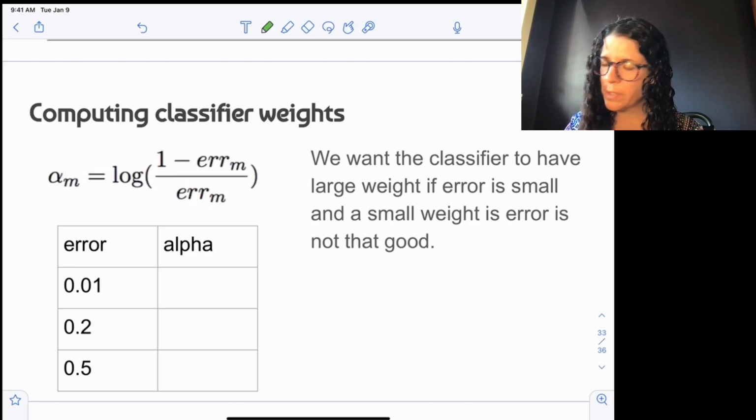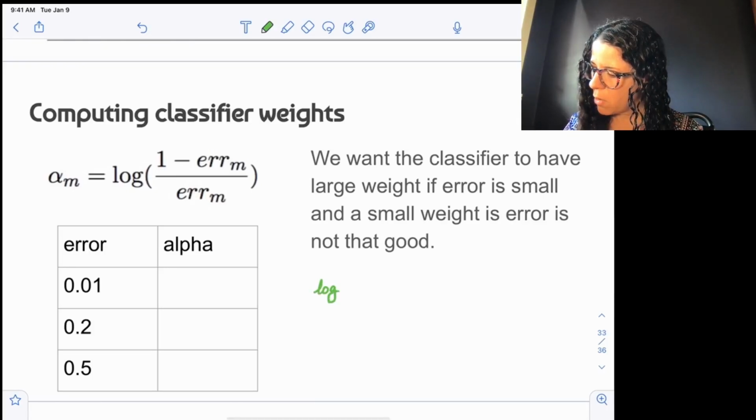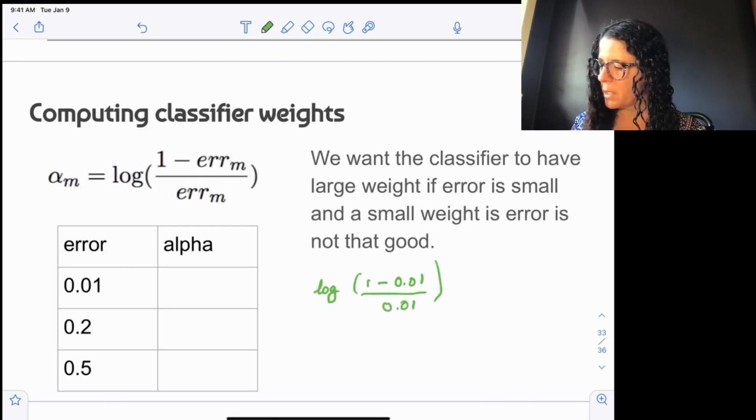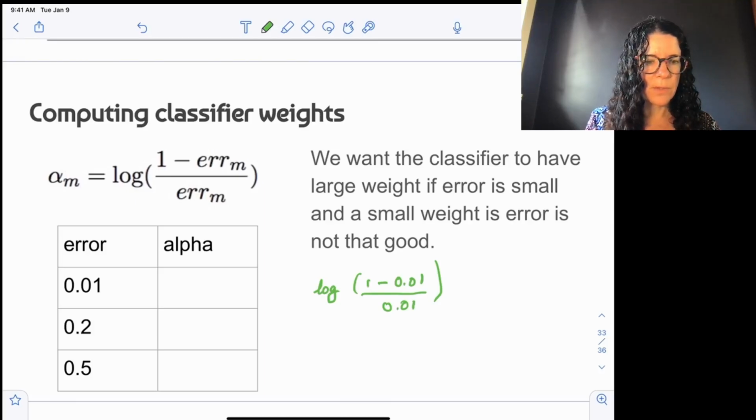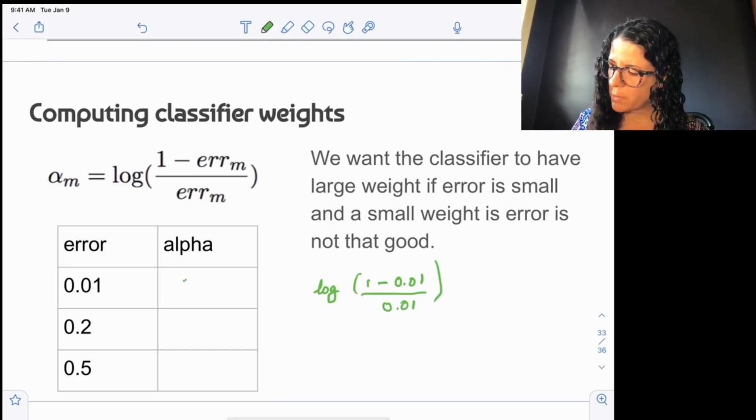So for example, for 0.01, what we're going to compute is the log of (1 minus 0.01) divided by 0.01. And the same for all the other values. So I will give you a minute to stop the video and do that, and I am going to compute these values as well. For the first number, I am getting around 4.6.